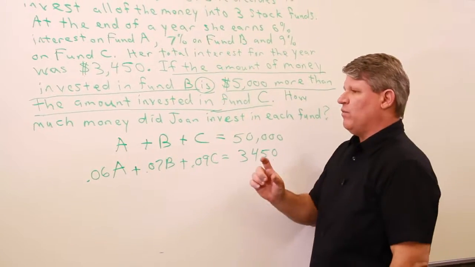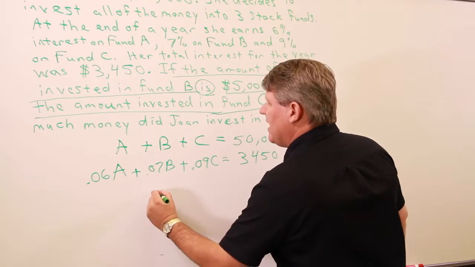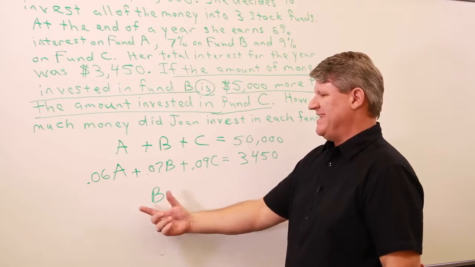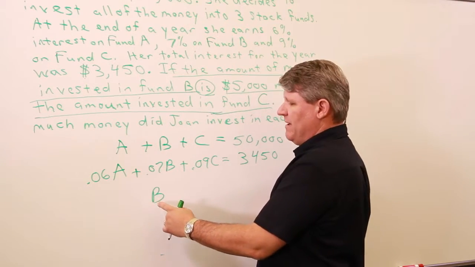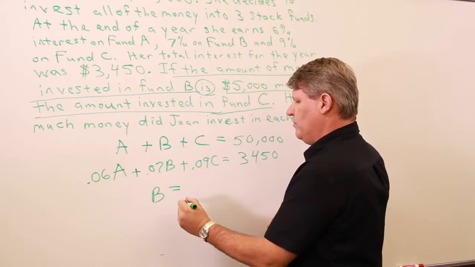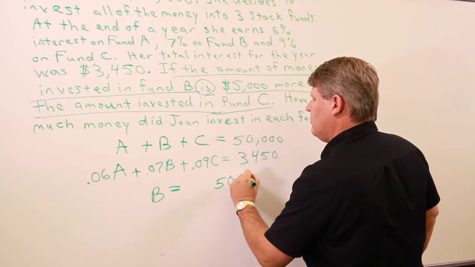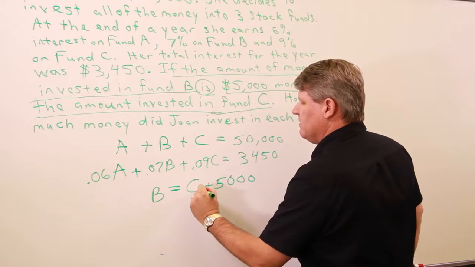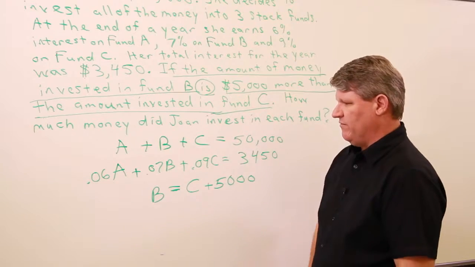Now, what represents the amount of money that she invested into Fund B? Believe it or not, that's simply the letter B. It's not 0.07B. 0.07 times B would be the interest, but we're not talking about interest, we're talking about how much money she invested. So the amount of the investment in Fund B is, we know that is means equals, 5,000 more than, that's addition, the amount of money invested in Fund C. So here's our setup. We now have 3 equations with 3 different variables.